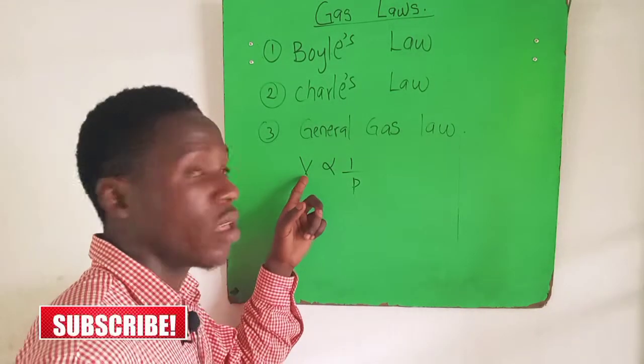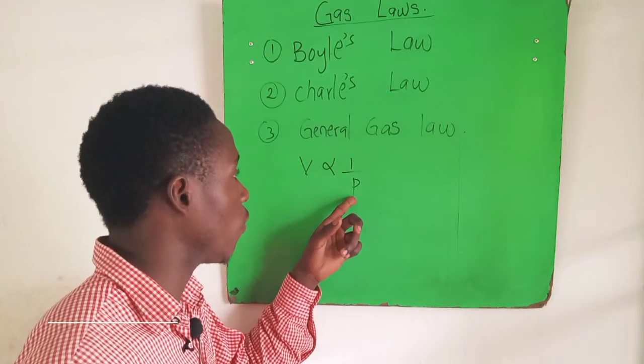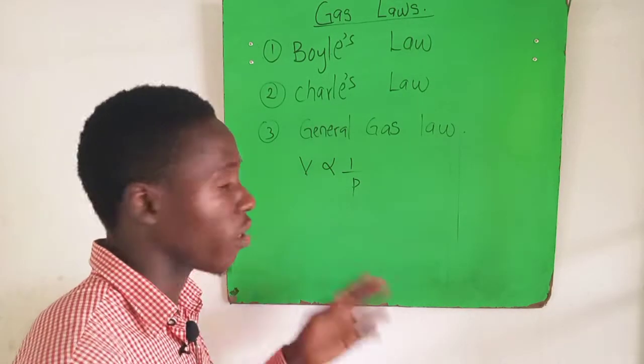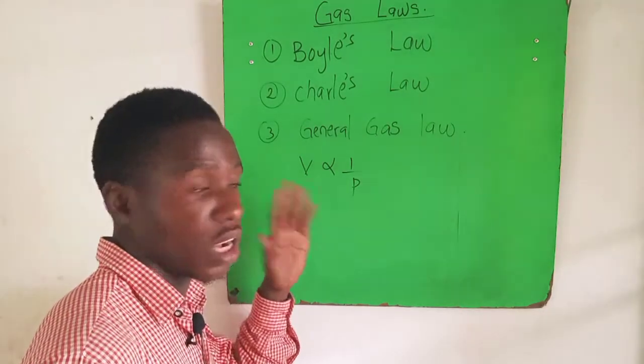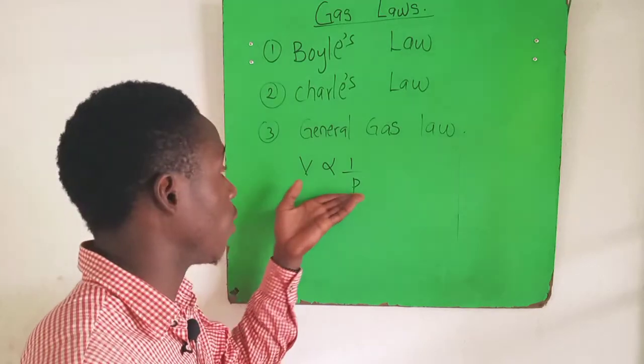The implication of this is that if volume is increased, pressure will decrease. If pressure is increased, volume will decrease, and vice versa. So increment of one causes the decrement of the other, and vice versa. And that's what gives birth to Boyle's law.